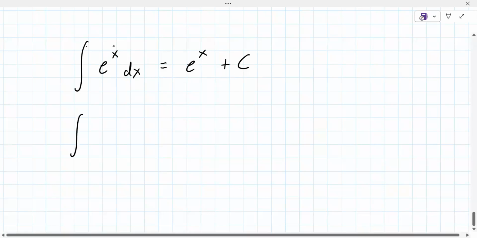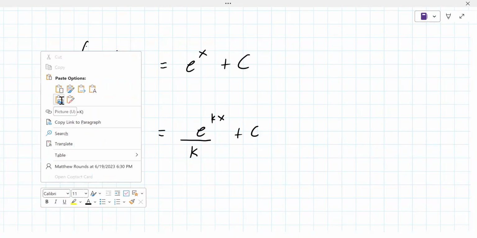Now there's also, when you have the integral of e to the kx, it is itself divided by the k. Now this actually falls into what's called the substitution rule, not chain rule, which you'll see in the next section, but they're choosing to do it here. So we now have enough information to do this problem.